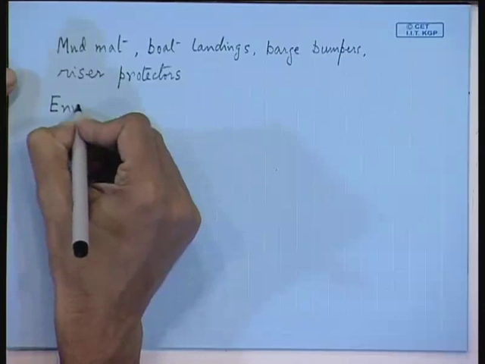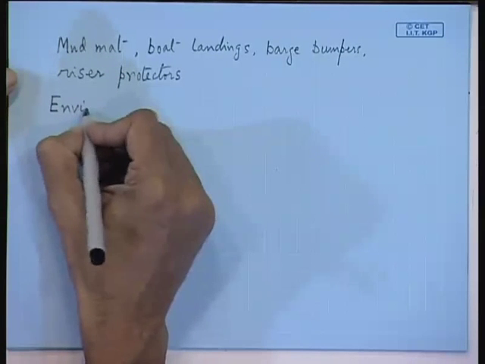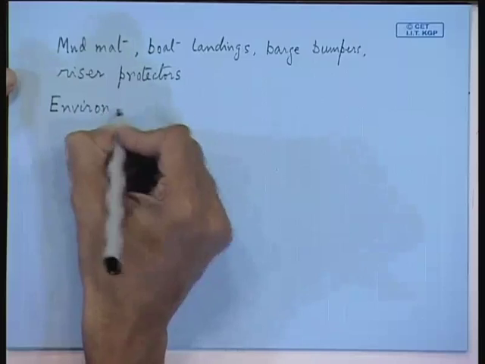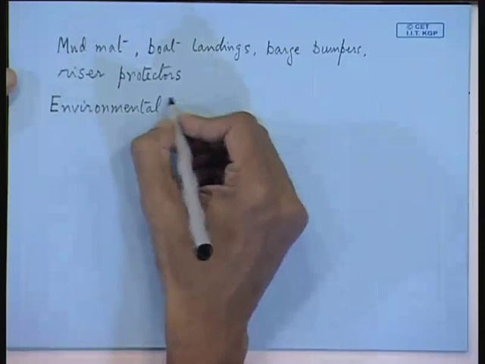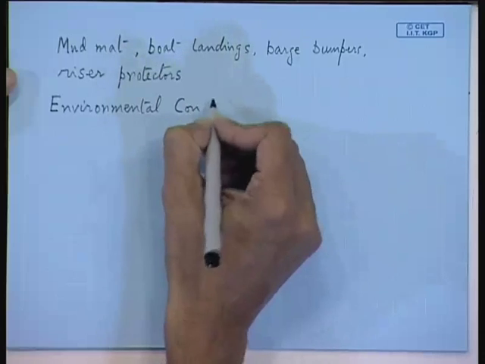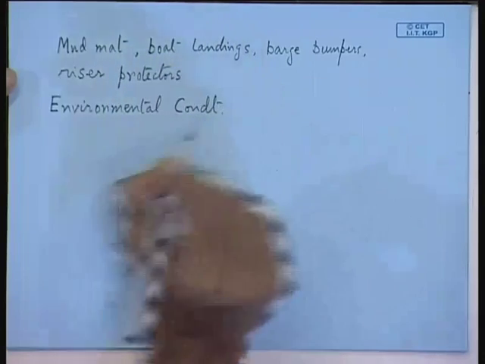The superstructure and substructure will come under the basis of design. Next is environmental conditions. So, your client is going to ask you about this: that you have designed a jacket for what type of environmental conditions?